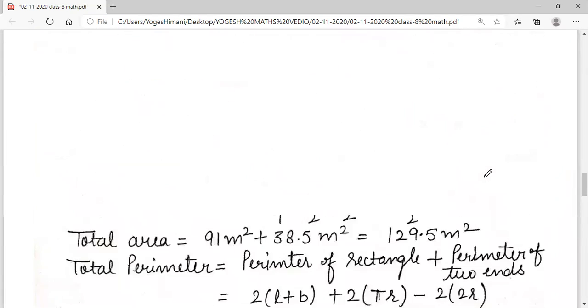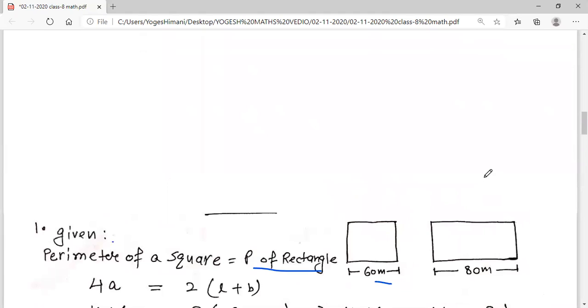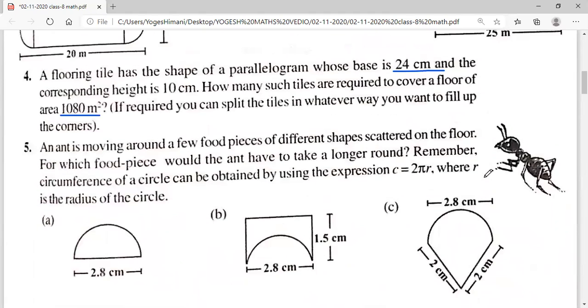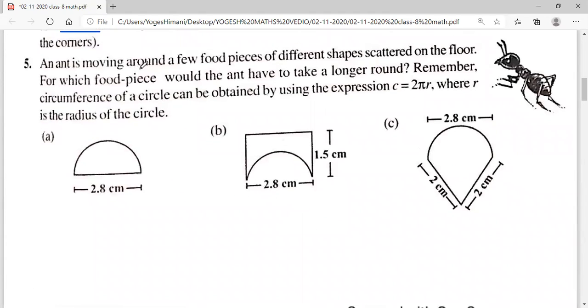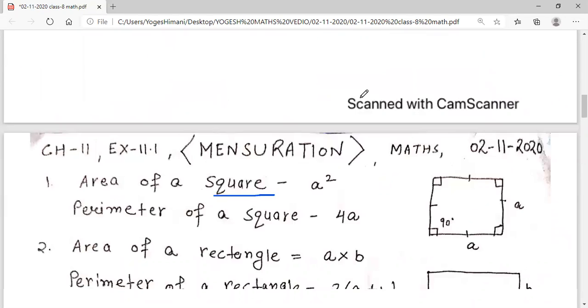So the next question is question number 5. In question number 5, he said, an ant is moving around a few food pieces of different shapes scattered on the floor. For which food piece would the ant have to take the longer round? Remember, circumference of a circle can be obtained by using the expression c is equal to 2 pi r, where r is the radius of the circle.